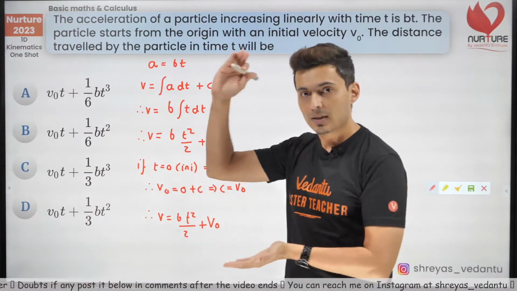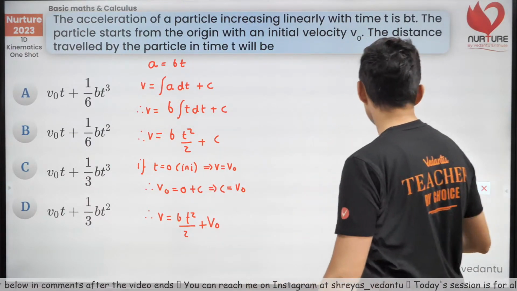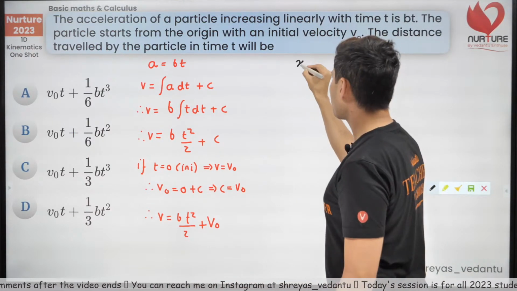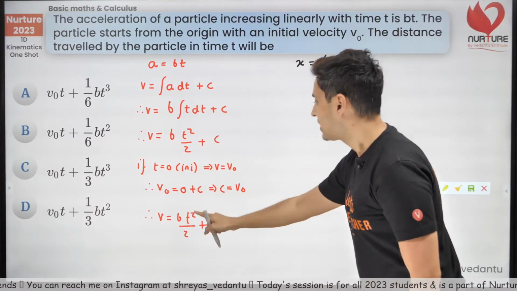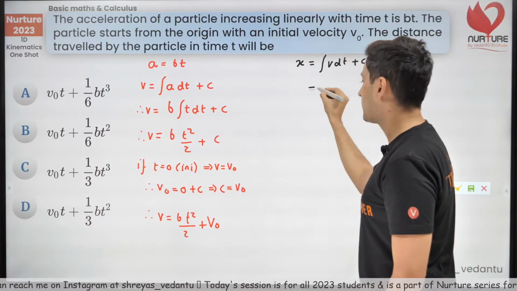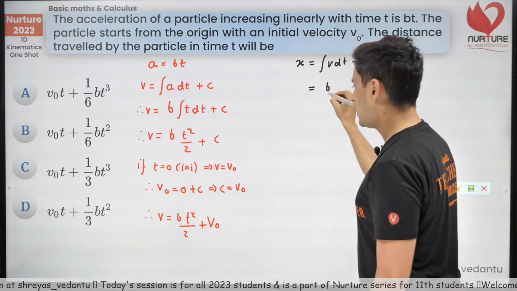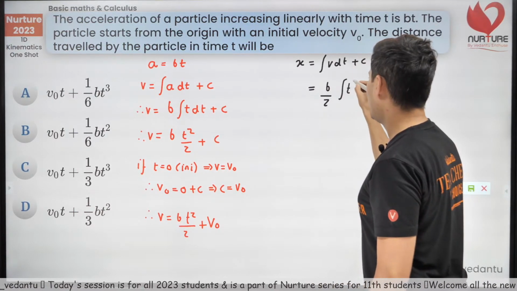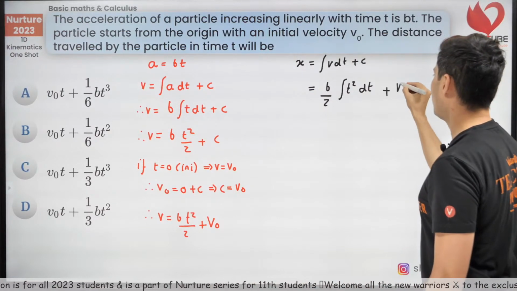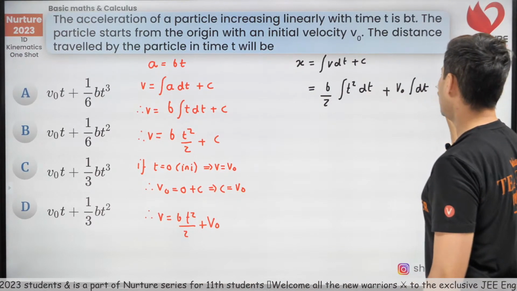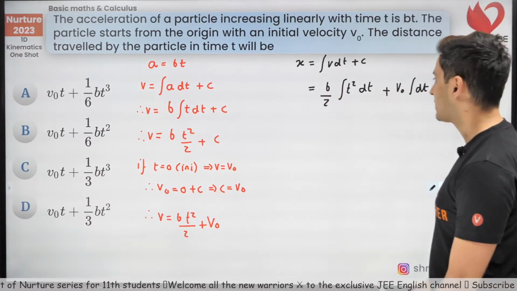I have to find velocity when acceleration is given, and then from velocity I will jump to position. Now we all know x is integral v dt plus constant. So take this and substitute it over here. So b t square by 2 plus v naught. So it will be b by 2 integral t square dt. I will split the terms, plus v naught integral dt plus c. I've just split it, nothing else.